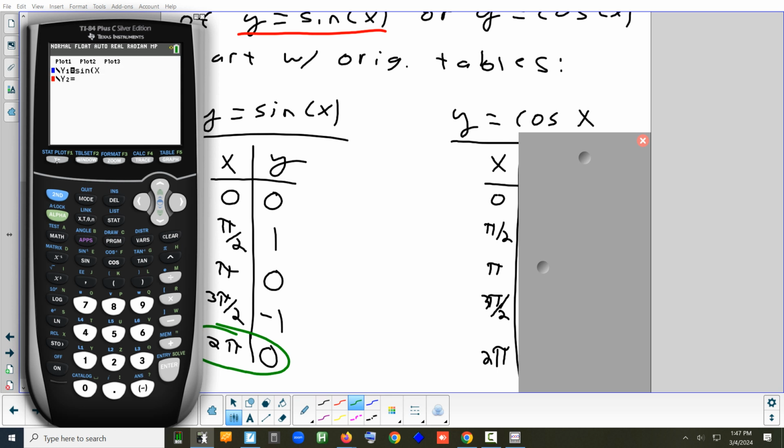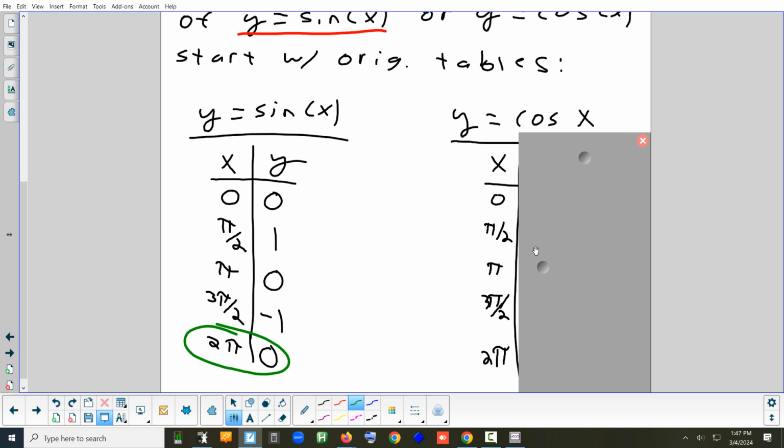Okay, so let's put in cosine. And we're going to look at it from 0 to 2 pi. And what I want to focus on are the 5 important points. So what do you think this very first point in the cycle is? Start. Yep, and as a coordinate, what would it be? 0, 1. Yep, so there's your start point.